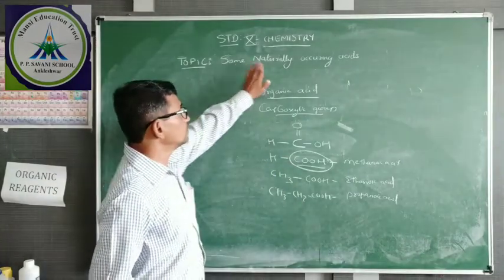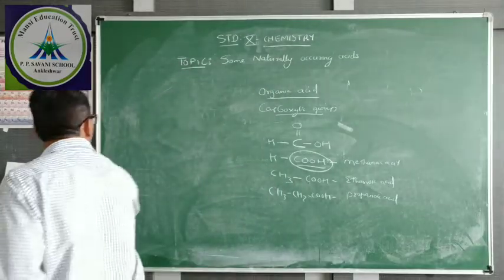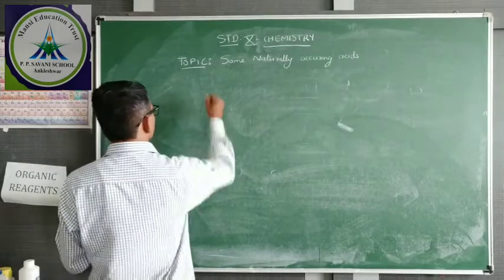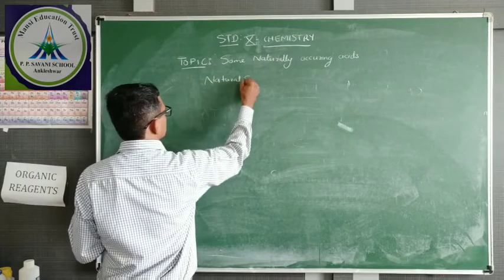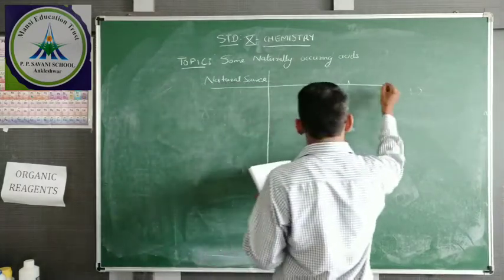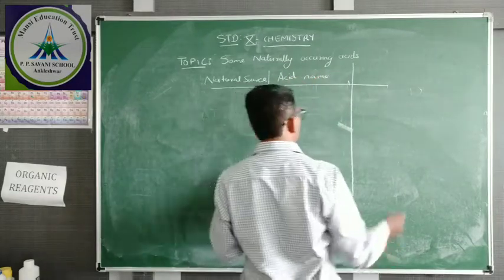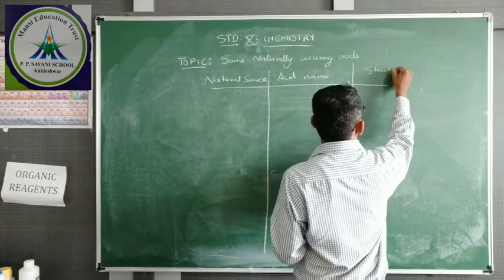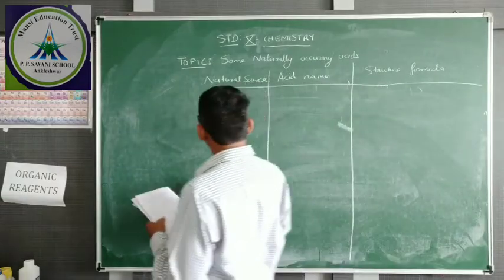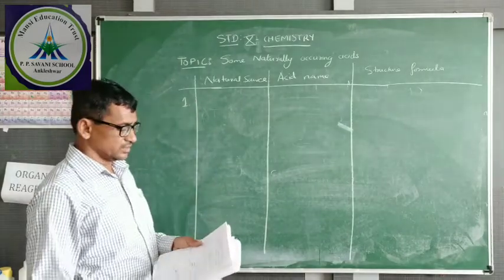Now we see some naturally occurring acids. Different materials are there, and we discuss which acid is in each. First, the natural source; second, the acid name, the common name; and we draw the structural formula of that particular acid. The first natural source is vinegar.